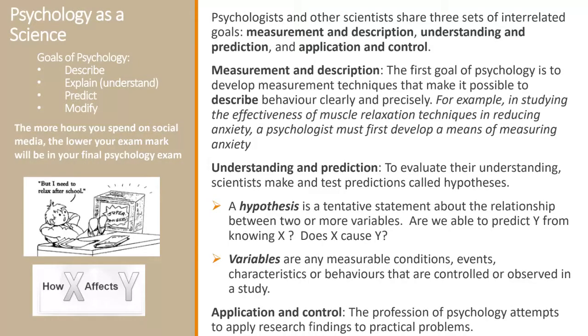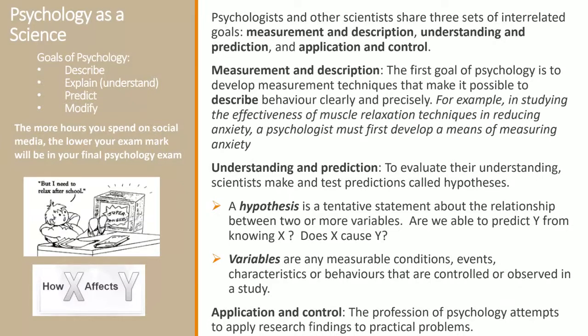So psychology is the science, we've said that. And our goals of psychology are to describe things, describe what happens, to be able to explain, predict, and modify. So we share those goals as with other sciences. It's about measuring and describing something. It's about understanding and predicting something, and it's about being able to apply and control something.